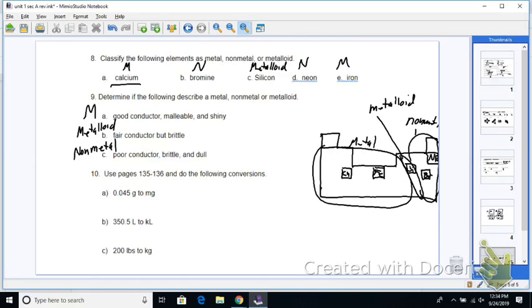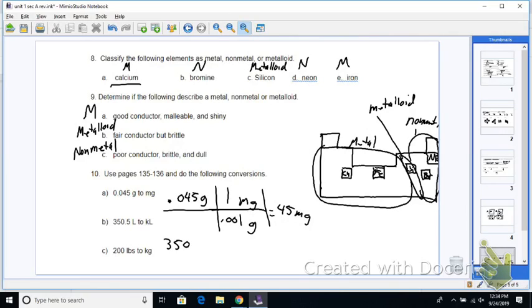If you do these, you'll use your book. So this first one is 0.045 grams. Then you would have grams here, and up here you have milligrams. And you say for every 1 milligram, you got 0.001 grams, and you get an answer out that's 45. Next one, you have 350.5 liters. You would say you have 1,000 liters for every 1 kiloliter. So the answer would be 0.3505.